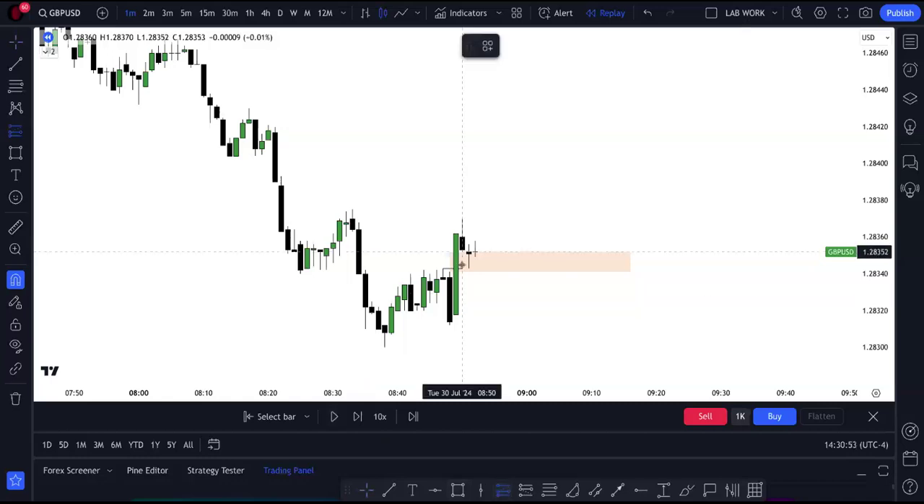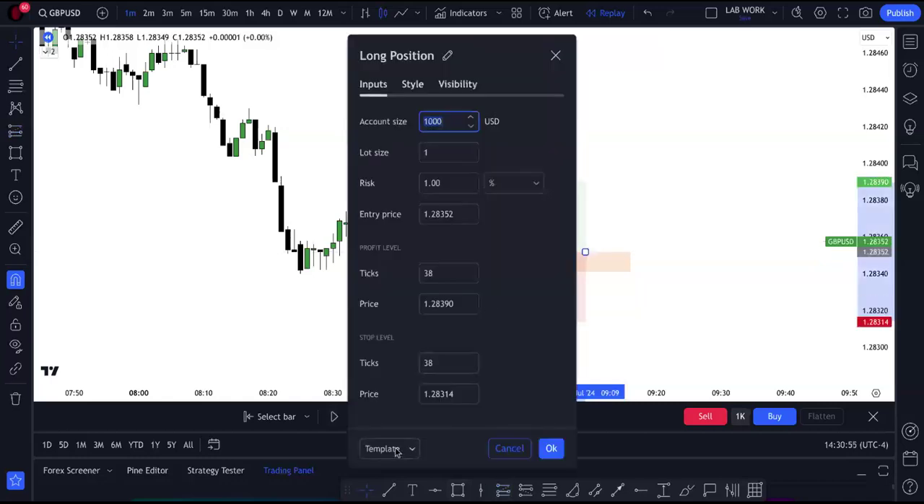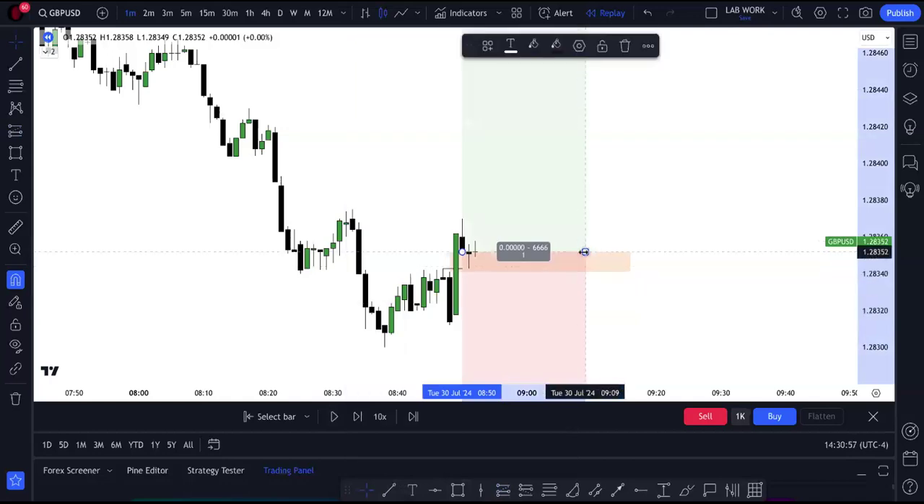This is where we would go long on the top of that fair value gap. Like ICT would say, institutional order flow entry drill. It's a drill.